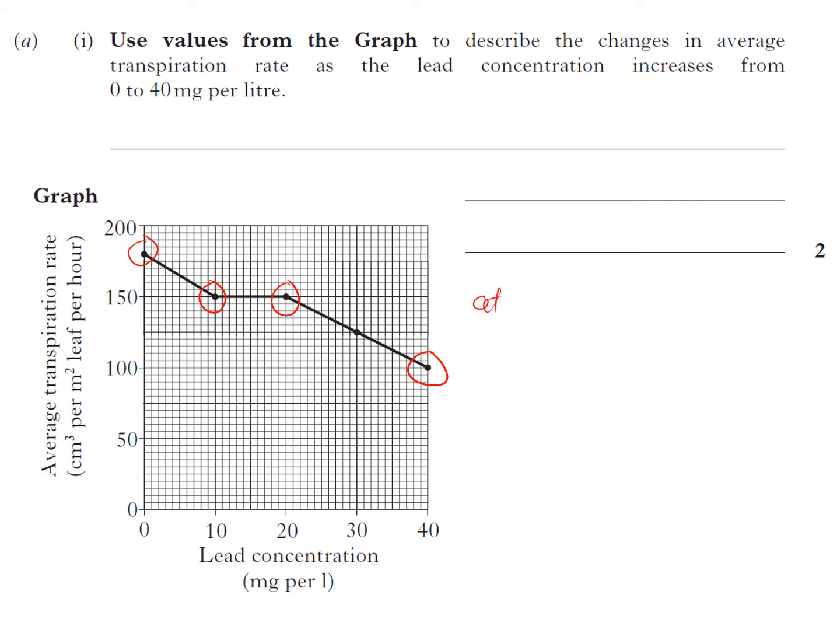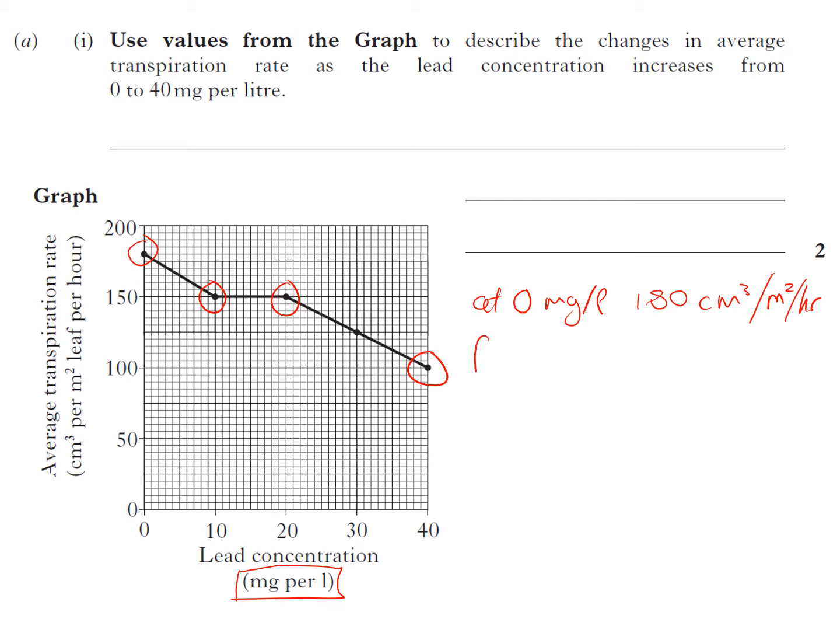So we've got at 0 megs per litre, and you're going to have to put that unit in. What did I say this was going up in? Fives. So where are we going? 60, 70, 80. Yes. So at 0 megs per litre, you have 180 centimetres cubed per metre squared per hour. You're going to need all of that for a data point.